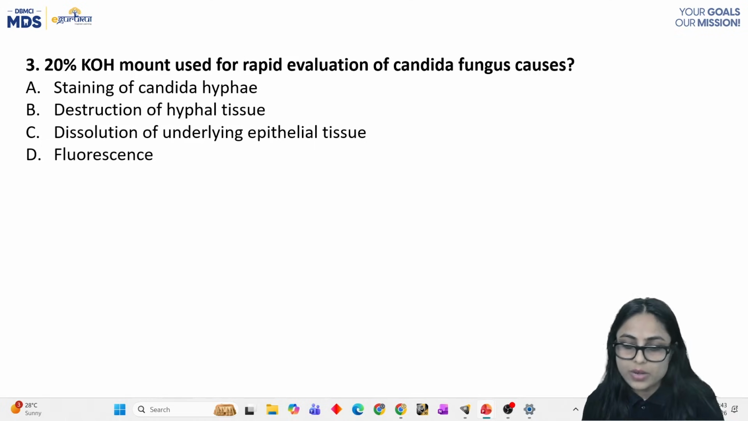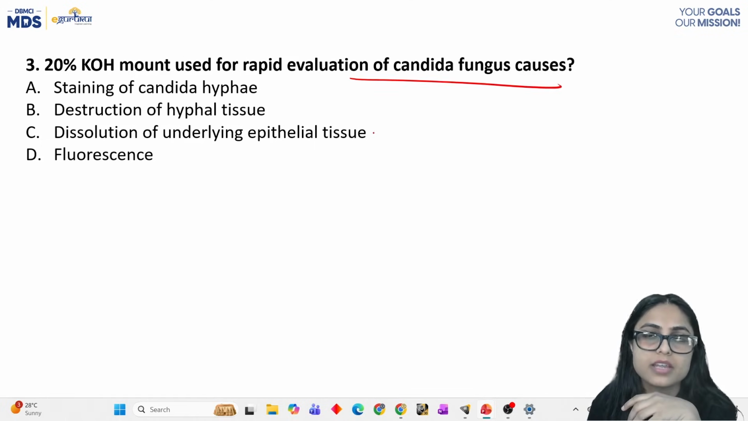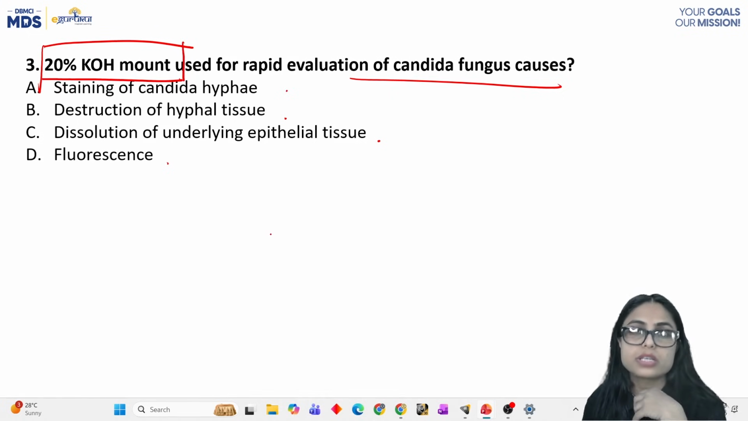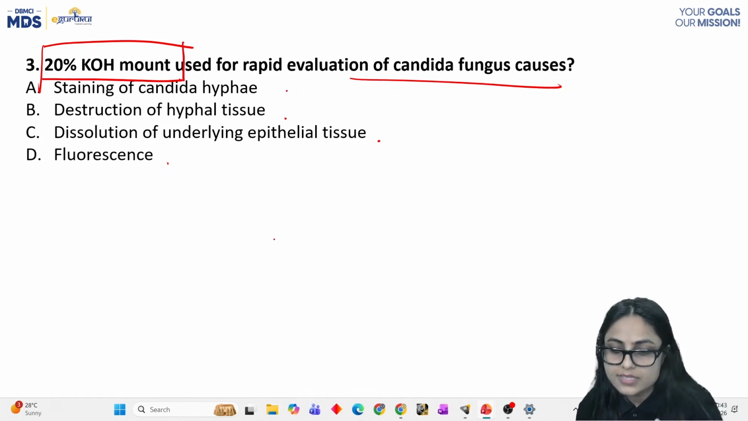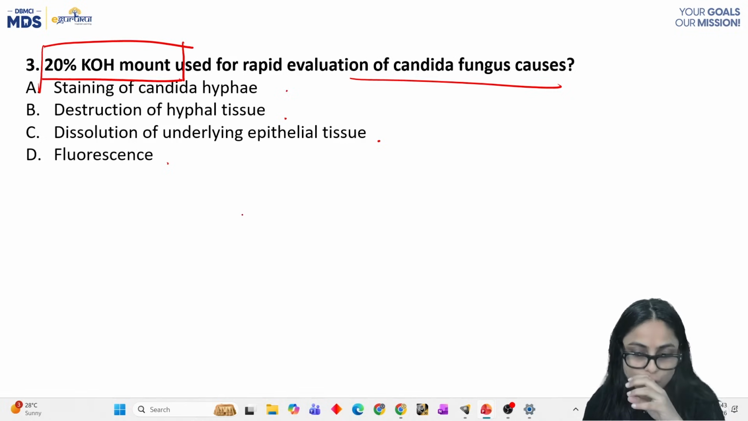Now this is a 20% KOH mount used for rapid evaluation of Candida fungus. This can cause A. Staining of Candida hyphae, B. Destruction of hyphal tissue, C. Dissolution of underlying epithelial tissue, D. Fluorescence. So you should first know the use of 20% KOH. This 20% KOH mount is used for rapid detection of fungi.